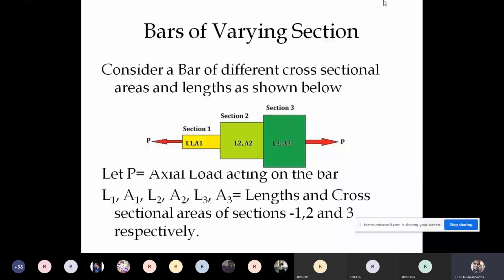Let us assume that capital P is the axial load acting on the bar. Which type of loading am I considering here? As you can see, it is a tensile load. You can also go with a compressive load, nothing will change. Capital P is the axial load acting on the bar.